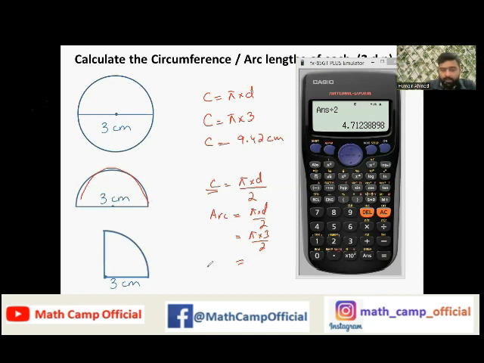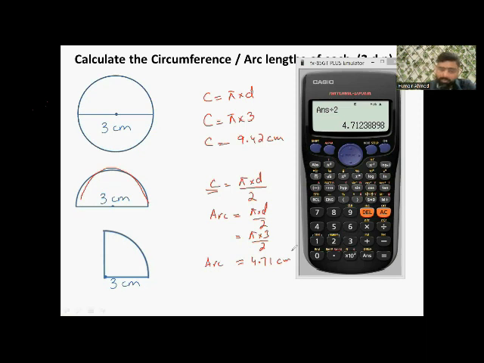So the arc length of this shape is 4.71 centimeters. As we have to round it to 2 decimal places, it will be 4.71.